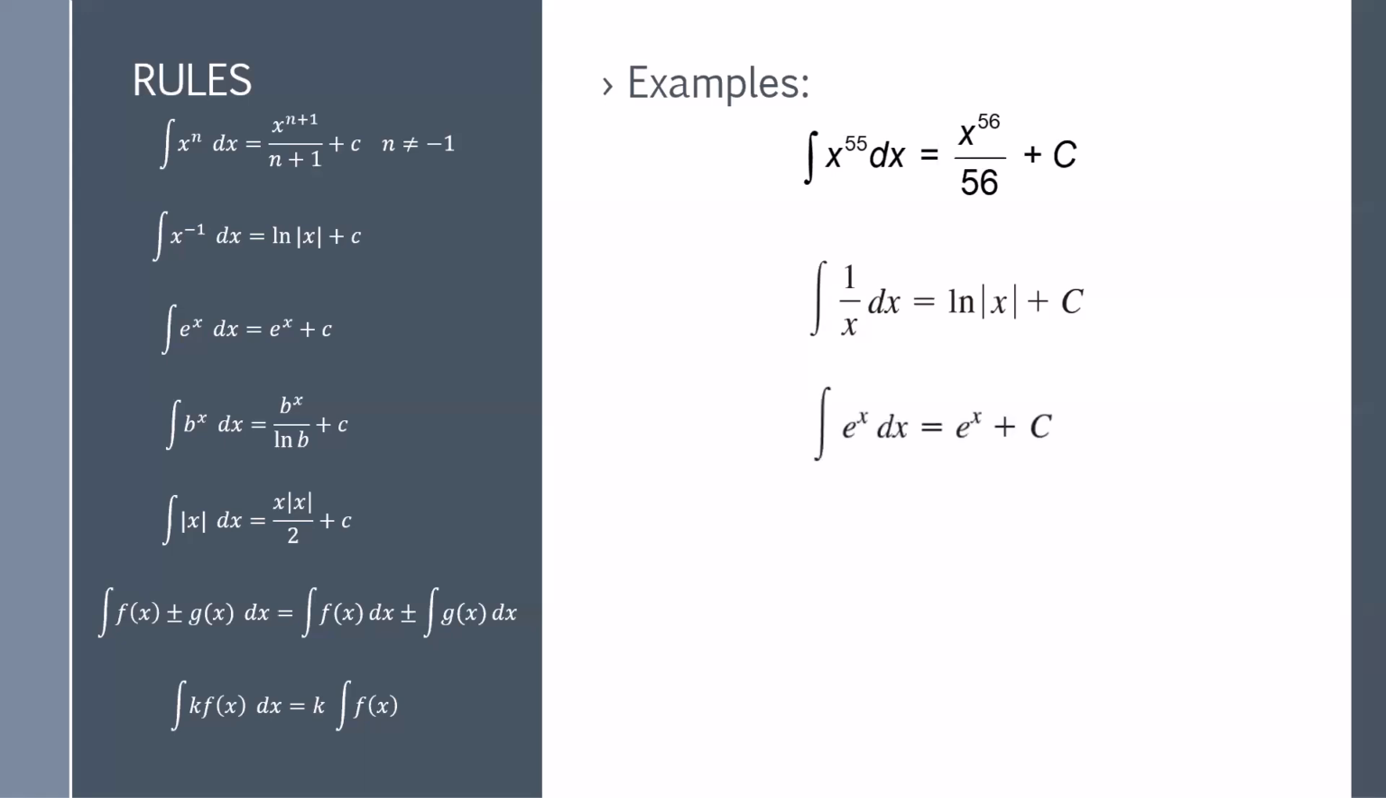We've seen that the antiderivative of e to the x is equal to e to the x plus a constant. Similarly, we integrate 2 to the x, we get 2 to the x divided by natural log 2 plus a constant. And the antiderivative of absolute value x is, of course, x times absolute value x divided by 2.